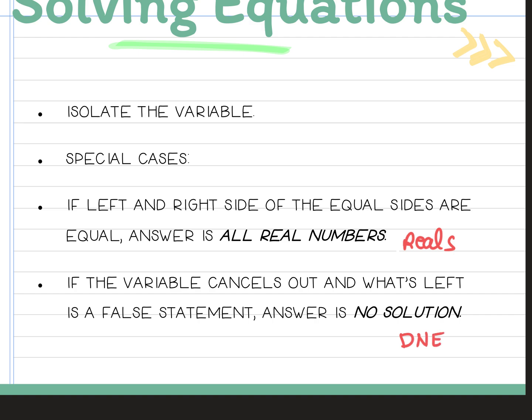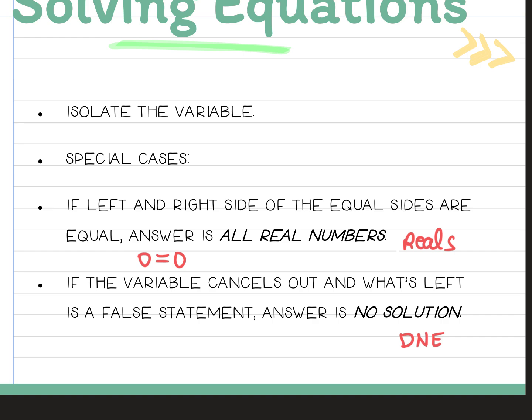In a case where it's all real numbers, when you solve, the left-hand side of the equal sign will be identical to the right. It's not that you get x equals a number. You'll get an expression on the left that's the same as the right. Or if you fully solve it, you'll get 0 equals 0. That's where it would be all real numbers.